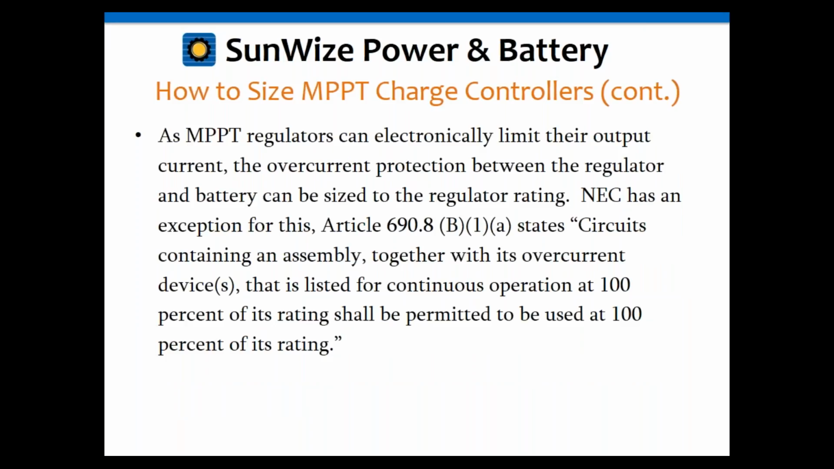Now, because the maximum power point tracking regulators can actually restrict the current on the output, there's a different way to do the overcurrent protection. There's actually a little exception in the NEC code, and I've put it up on the screen for you, that allows you to use a circuit breaker rated for that. So going back to the 60 amp example I mentioned earlier, you can use a 60 amp circuit breaker with this, assuming the 60 amp is designed to operate at 100%. So if you have a circuit breaker that can do 60 amps at 100%, then you can actually use a 60 amp circuit breaker on a 60 amp charge regulator. Okay, because of that exception.